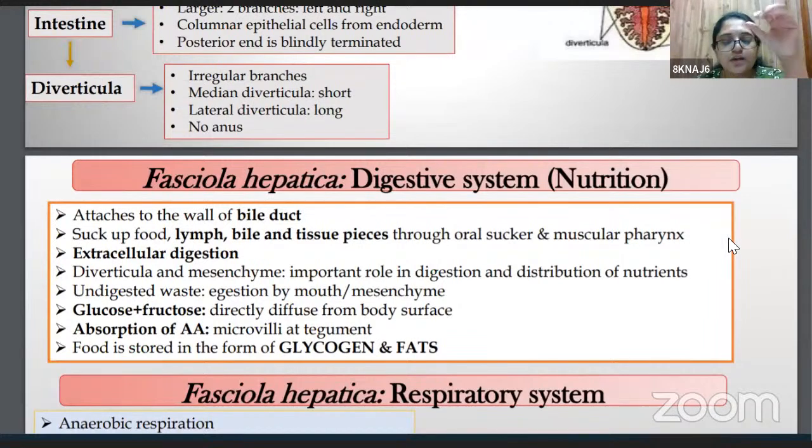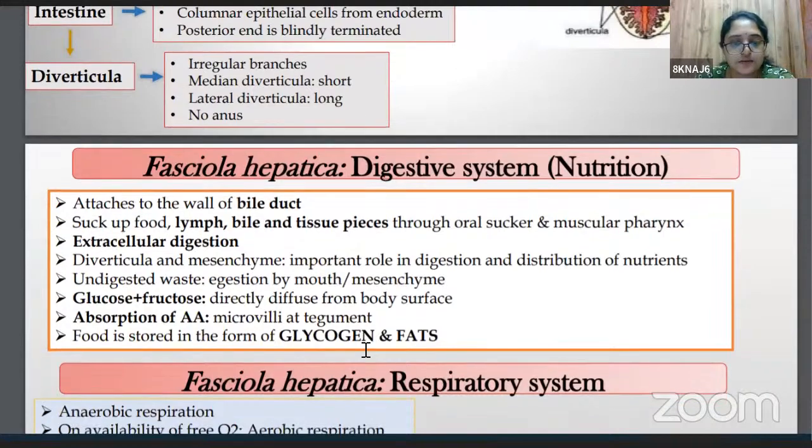Digested food travels through the ceca walls and branches, and is transported to the parenchyma to every corner of the body. Waste is again diffused into the parenchyma, and then comes out through the mouth itself. Absorption of the digested food materials takes place through the tegument. And food is stored in the form of glycogen and fats.